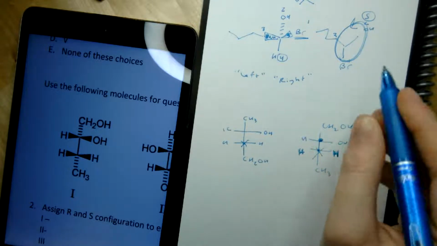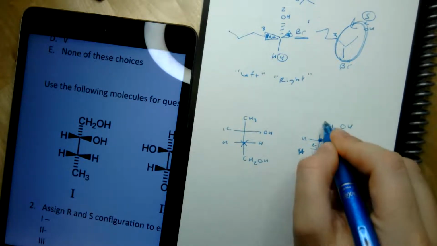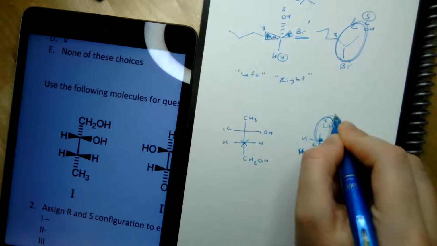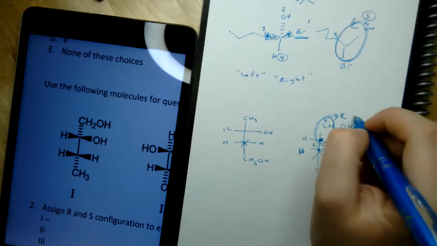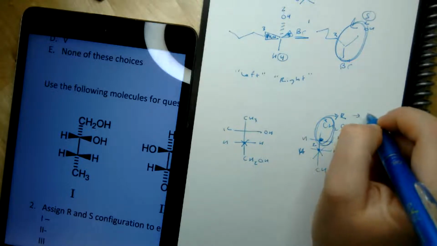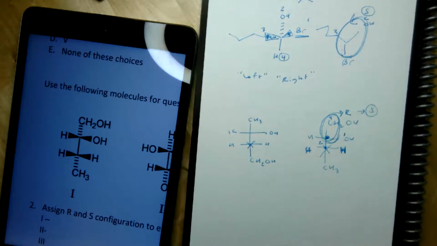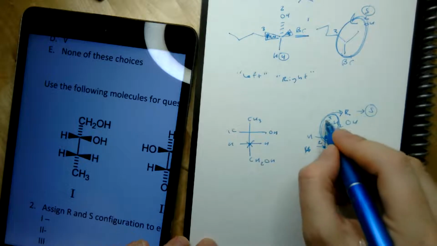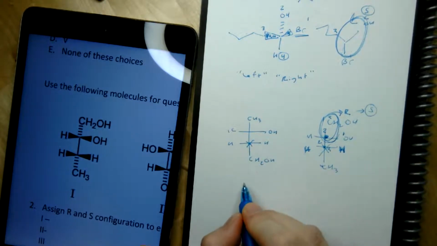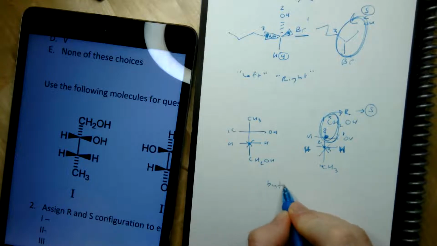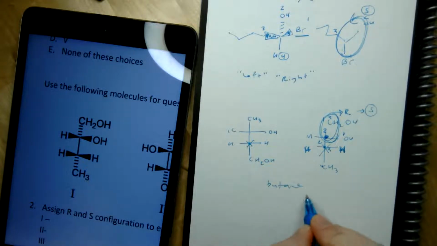This one is. So 1, 2, 3. So this would be R. And then the hydrogen's pointing towards us, so it's actually S. So this only has 1 chiral center. So I would name this 1, 2, 3, 4. This is butane, and it's a diol.